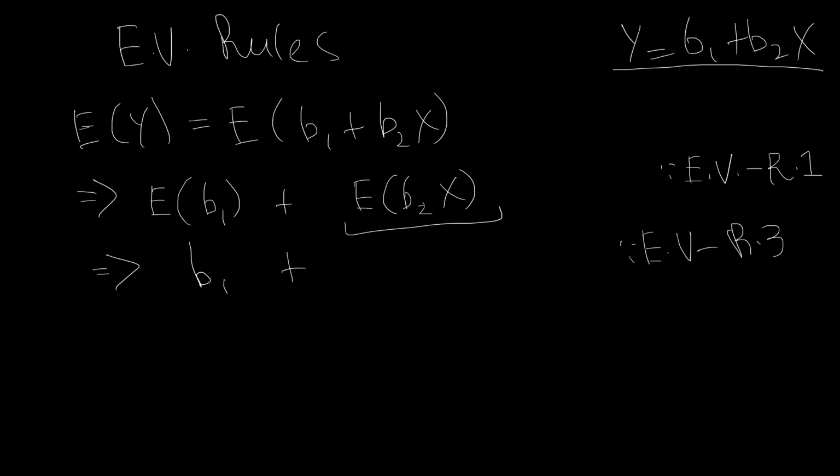what we can do is we can apply expected value rule number 2 over here. So using expected value rule 2, okay, we're going to rewrite this as, okay, so this becomes b2 times the expected value of x. So all we have done is apply the expected value rule 2 here to take b2 out of the expression.